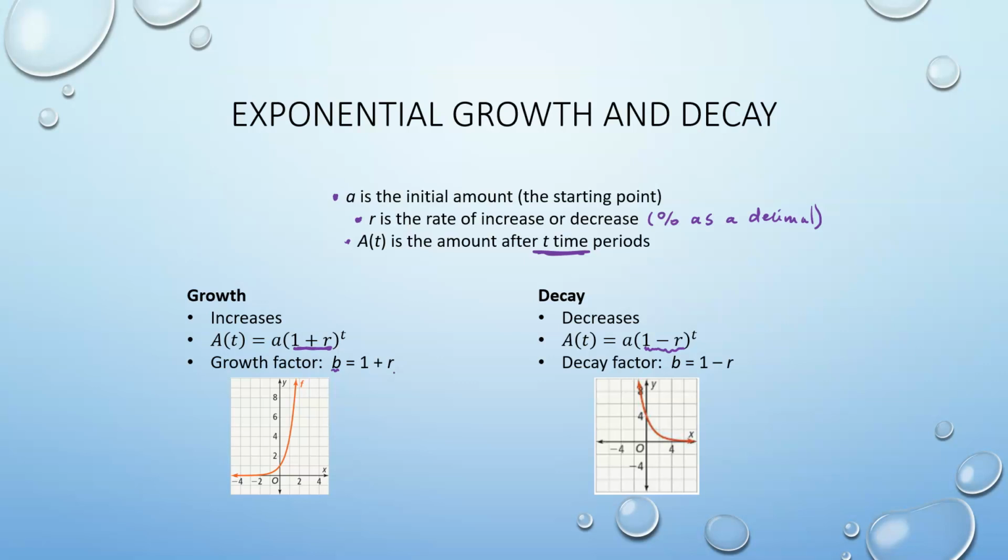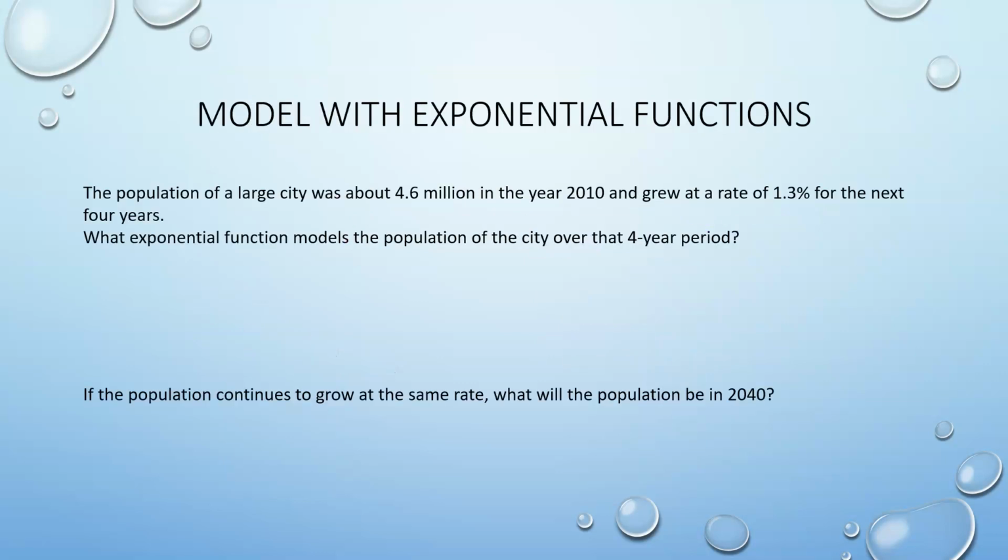Okay, so let's look at an example. This says the population of a large city was about 4.6 million in the year 2010 and grew at a rate of 1.3% for the next 4 years. What exponential function models the population of the city over the 4-year period? Now, this is going to be my a value. 4.6 is the initial starting amount.